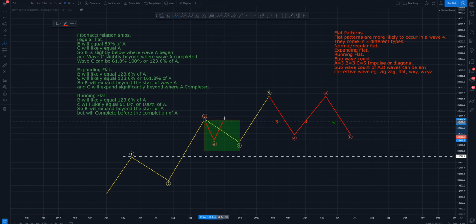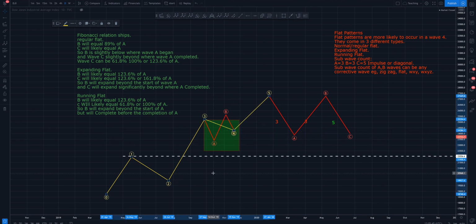The B goes beyond where the A started, but the C can finish either just before the A, or it can finish significantly before the A. Now in this circumstance you can see that you're likely to get a very shallow 4. Like so.